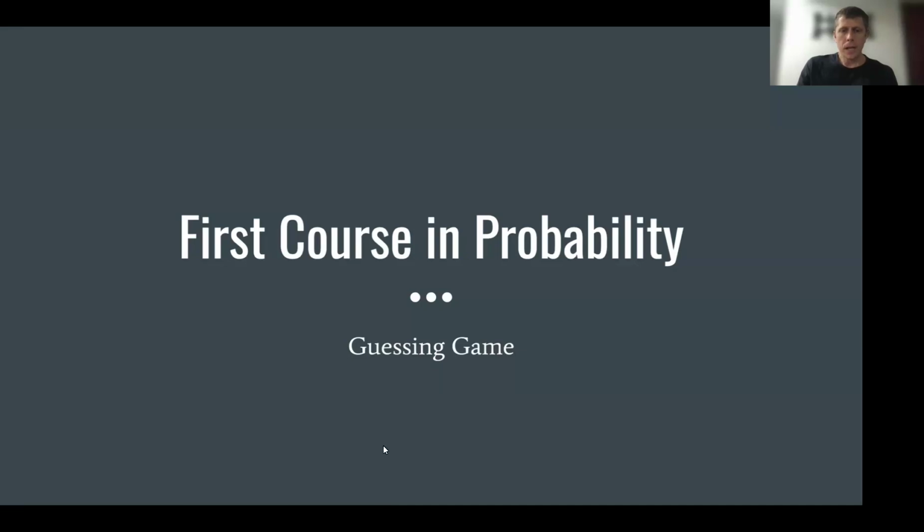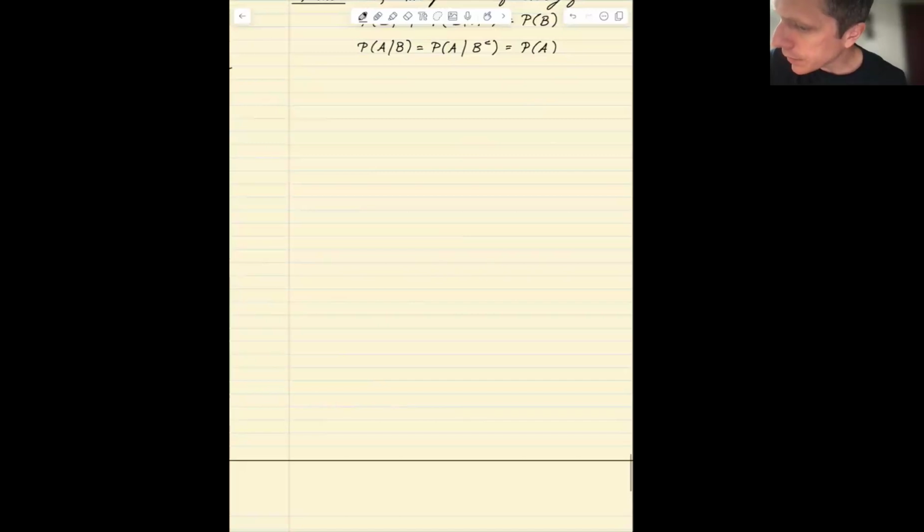Okay, so we're going to continue now with more on conditional probability. Conditional probability, like I said, is one of the most important and in-depth and recurring topics, so it's something that warrants a lot of attention. And we're going to illustrate a particular type of a guessing game.